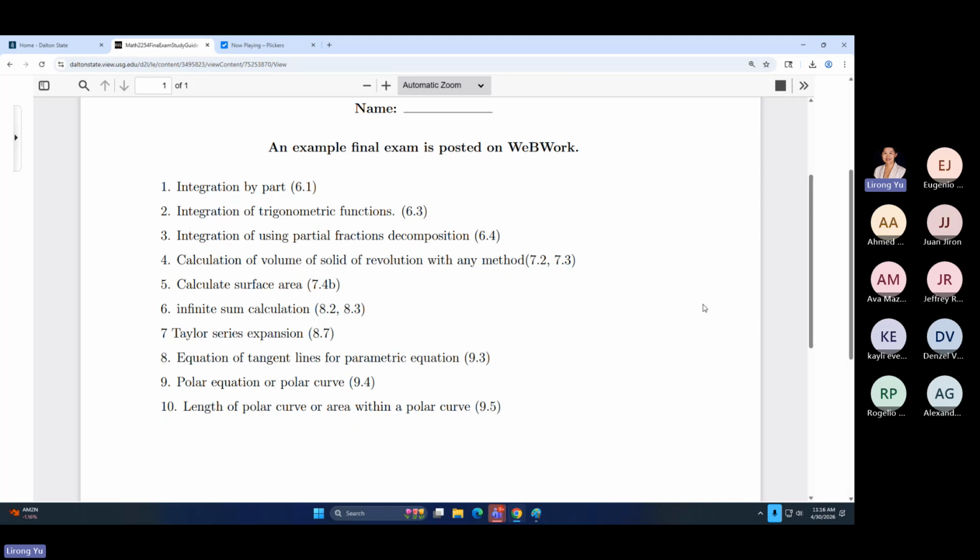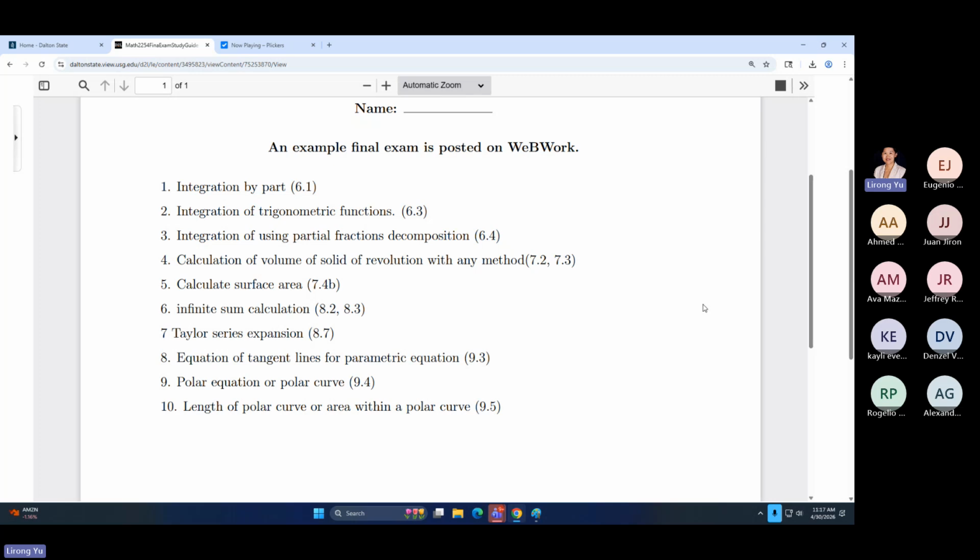Number 6, infinite sum. We learned how to find the total summation if you add infinitely many numbers that have a pattern, that have a formula. So 8.3, 8.2. Taylor series expansion is from 8.6, 8.7 and 8.8. The equation of tangent lines for the parametric equation is 9.3. Polar equation matching the polar curve is 9.4.